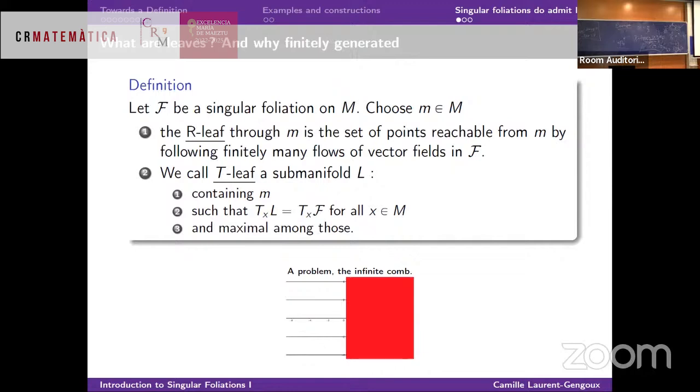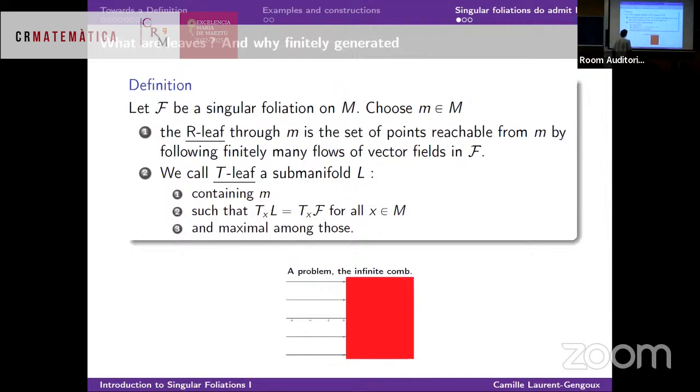Okay, so now I have two notions of leaves, R leaves and T leaves. This one exists as a partition of M, but there may be terrible things. At least these ones are sub-manifolds by definition. So if I can prove R leaves and T leaves are the same, done. I call it a leaf, and they are a smooth partition of the manifold M. So all we have to prove is that the R leaf and the T leaf for a given point M are the same thing. Why is it not obvious?